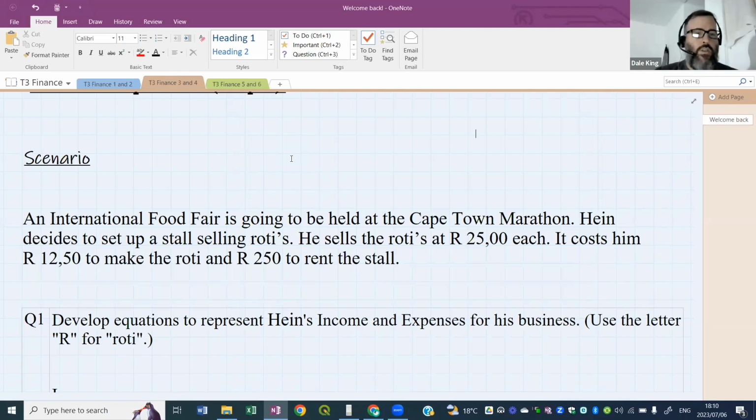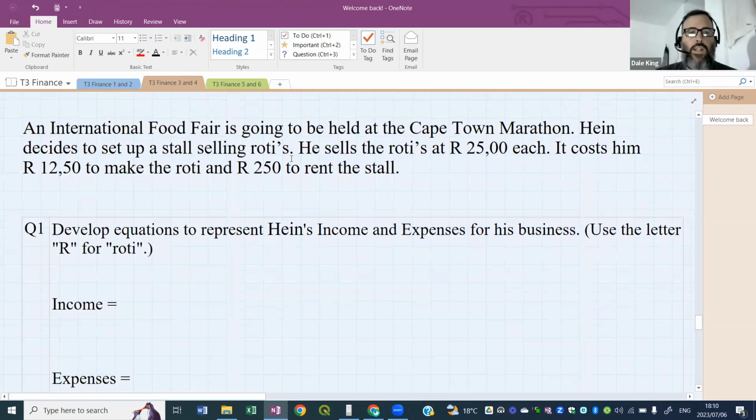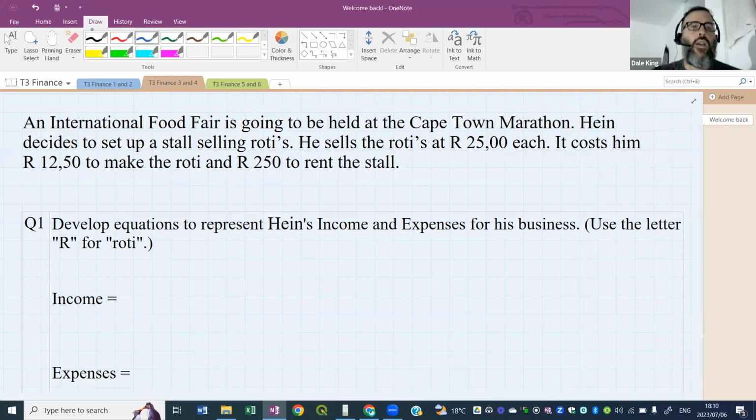Okay, so question one, remember we did this for the other scenario as well. We need to develop equations for the income and expenses of this business. So who's going to help me with the income? The income is the easier one. So everyone should be raising their hands for the income equation. The expenses is the more challenging one. Who'd like to help me build this equation? We need this equation to help fill the tables, and then we can plot the points on our graph.